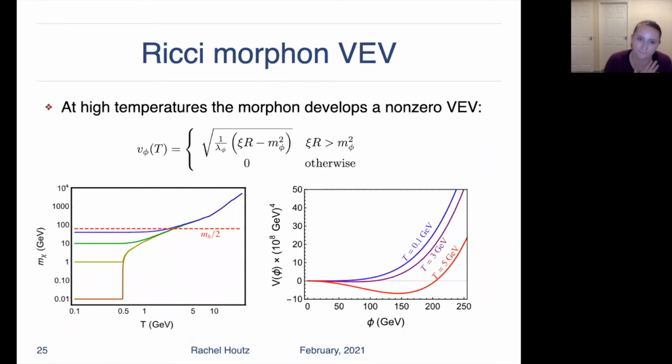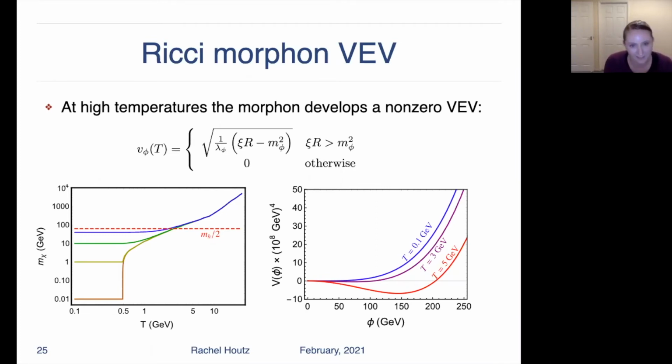At high temperatures, if you take this potential and minimize it, the morphon develops a non-zero VEV that depends on the Ricci scalar. So this VEV is a function of temperature through the Ricci scalar's dependence on temperature. What I've plotted on the right, now I'm no longer showing a sketch of the potential for the morphon field, I'm actually showing the potential for the morphon field, with different values of the potential as the temperature changes. And on the left, I'm showing the evolution of the dark matter mass, given that it couples to this morphon field, which has this temperature-dependent VEV through the morphon's non-minimal coupling to the Ricci scalar.